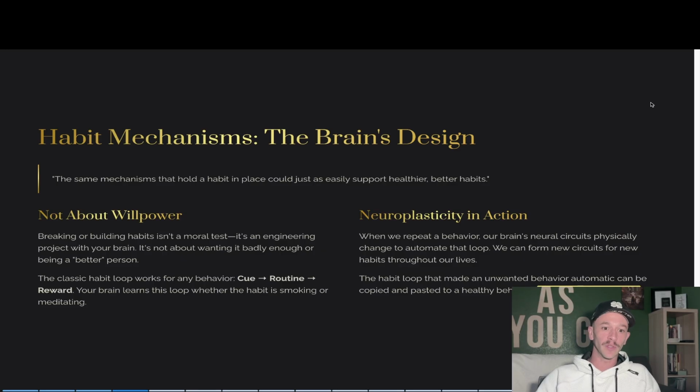The classic habit loop works for any behavior: cue, routine, reward. Your brain learns this loop whether the habit is smoking or meditating. Neuroplasticity in action: when we repeat a behavior, our brain's neural circuits physically change to automate that loop. We can form new circuits for new habits throughout our lives. The habit loop that made an unwanted behavior automatic can be copied and pasted to a healthier behavior. Design beats willpower.